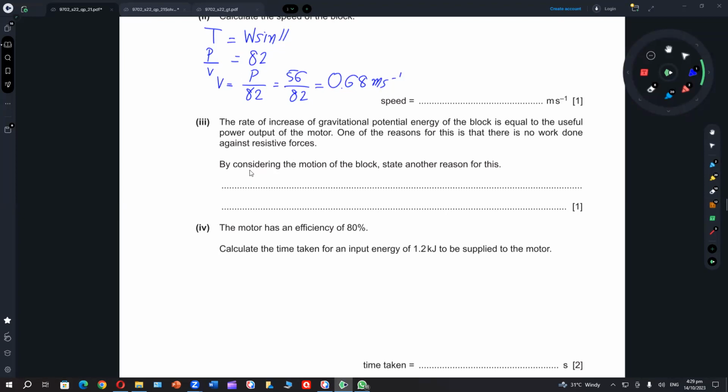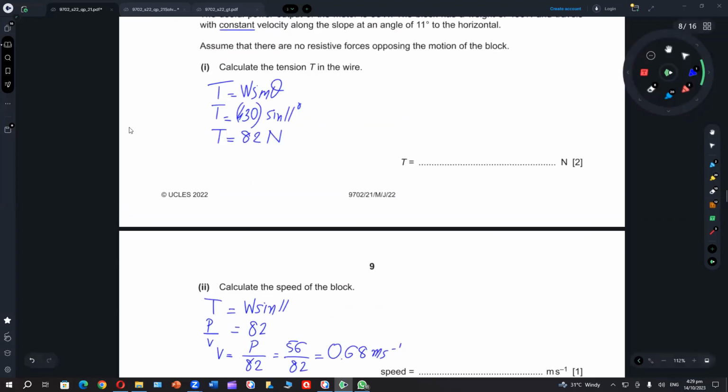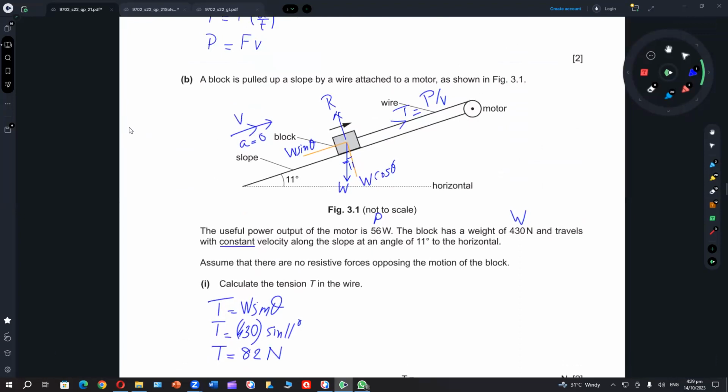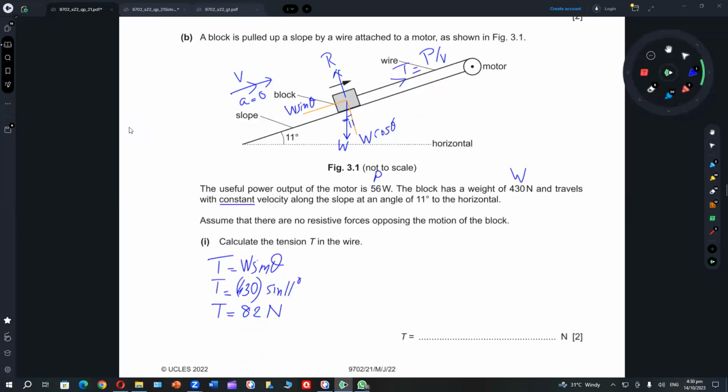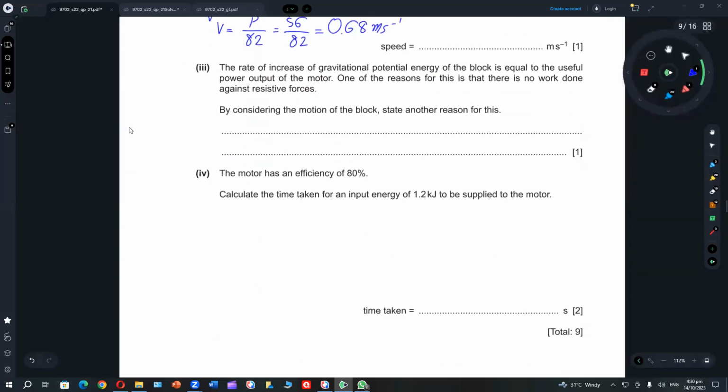Normally, what equation comes when something is going up on a slope? There is work done against resistance. Work is done to increase kinetic energy. Work is done to increase potential energy. But there is no change in kinetic energy because the speed is constant. So there is no share of that. The motor has an efficiency of 80%. Find the time taken for an input energy of 1.2 kilojoule to be supplied to the motor. Now see how we do part number 4.